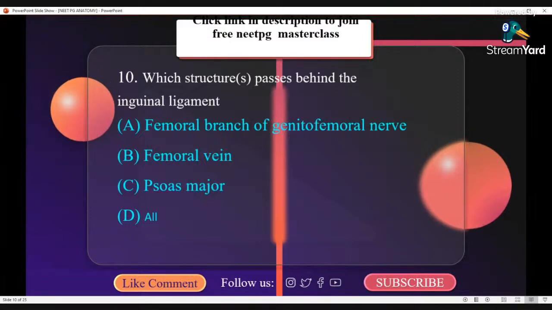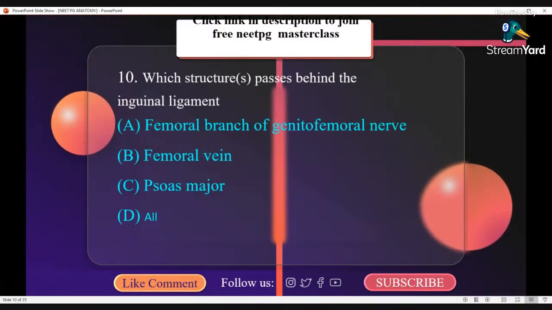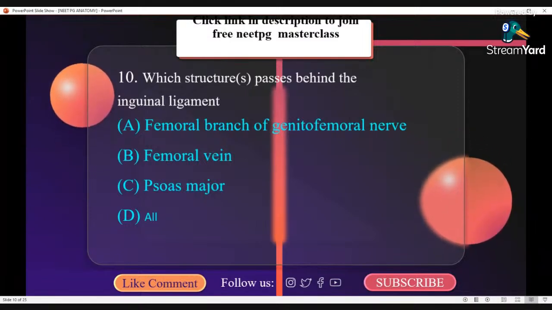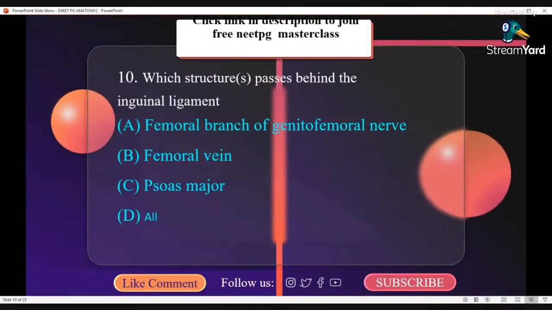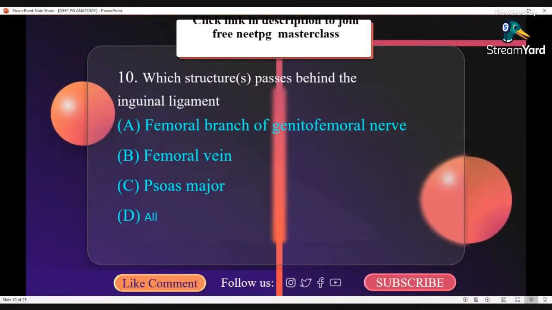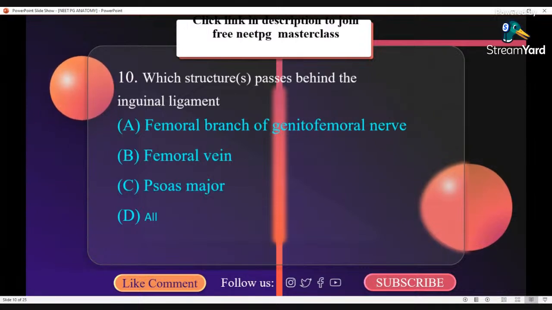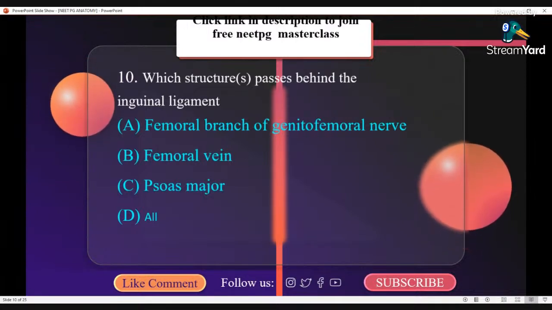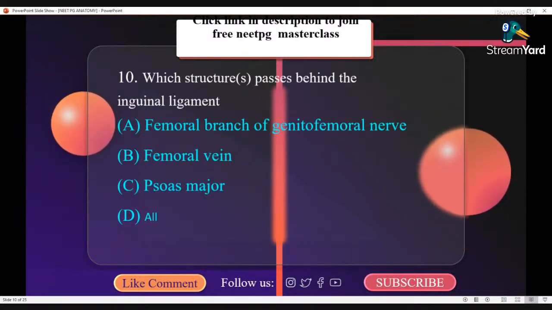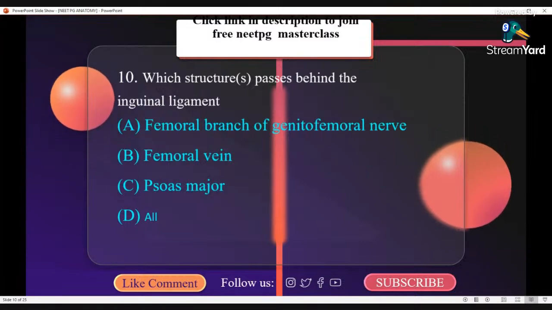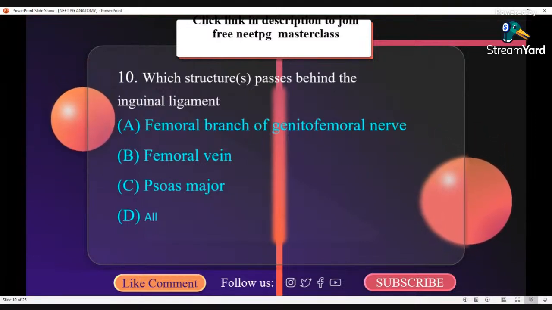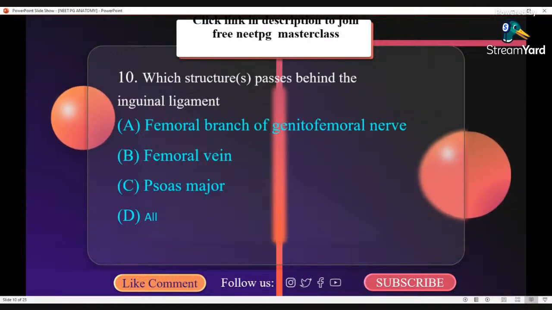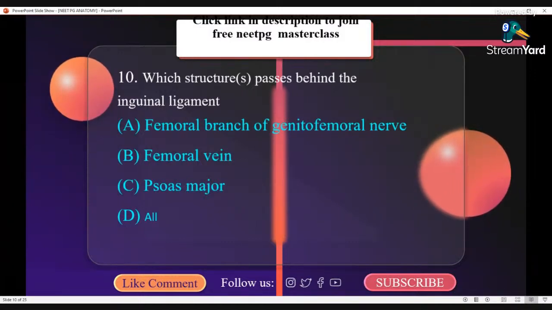Which structure passes behind the inguinal ligament? Femoral branch of genitofemoral nerve. That is femoral vein and psoas major. So the correct answer is femoral branch of genitofemoral nerve, femoral vein, and psoas major. D, all.